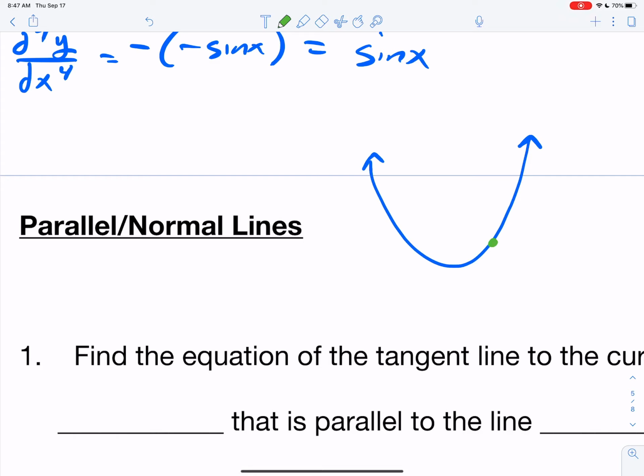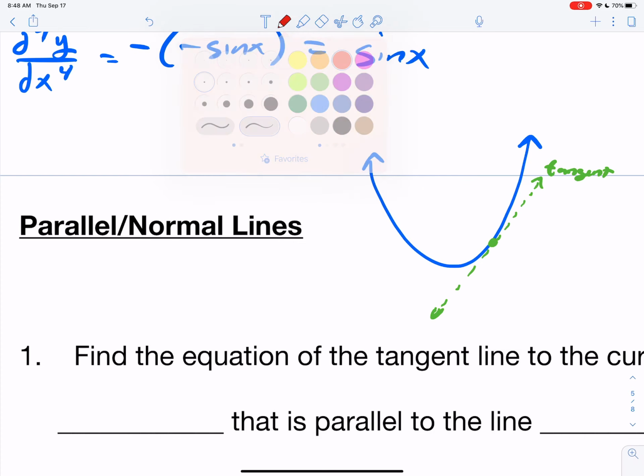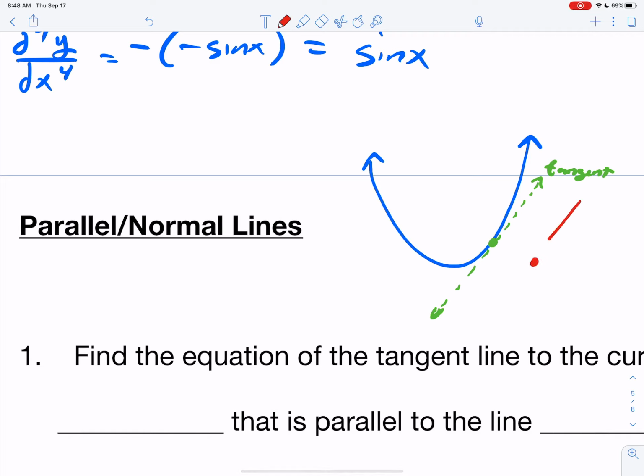Now, suppose we have this. What do we call that line, right? Okay, a line that intersects a curve once, we call that a tangent line. Okay, so oftentimes there will be questions that will ask you, find the equation of a tangent line that's parallel to another line. So basically, they're going to ask you, well, find me that green dotted line and make sure that it's parallel to this random other line over here.